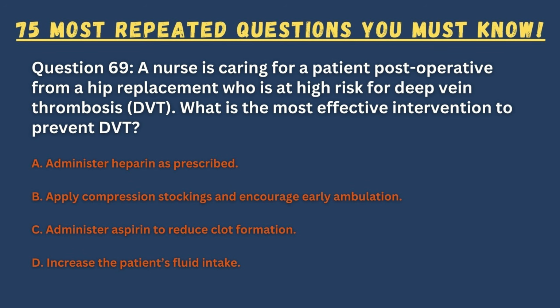for deep vein thrombosis, DVT. What is the most effective intervention to prevent DVT? A. Administer heparin as prescribed. B. Apply compression stockings and encourage early ambulation. C. Administer aspirin to reduce clot formation. D. Increase the patient's fluid intake.